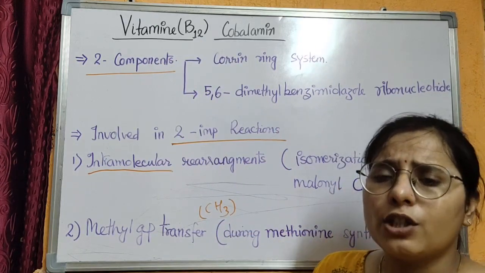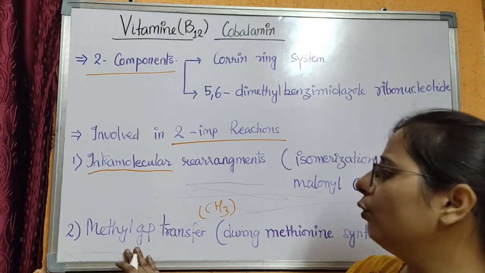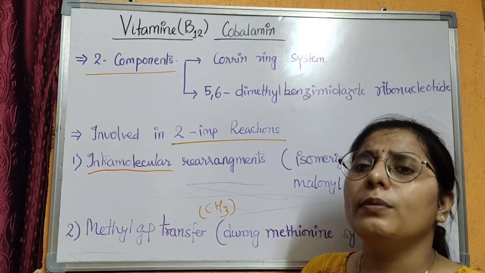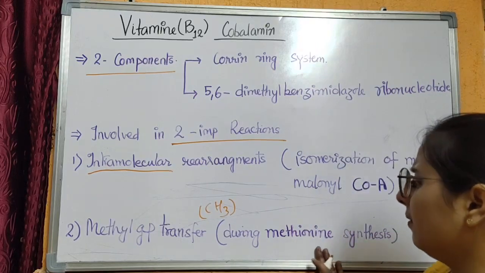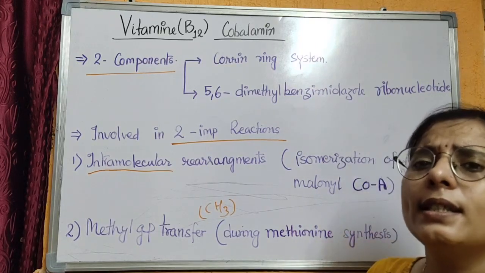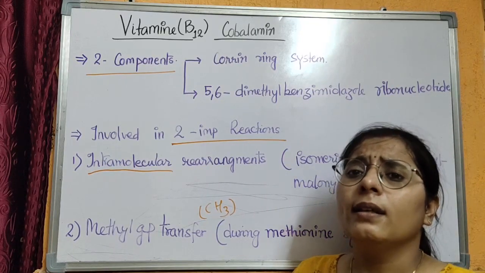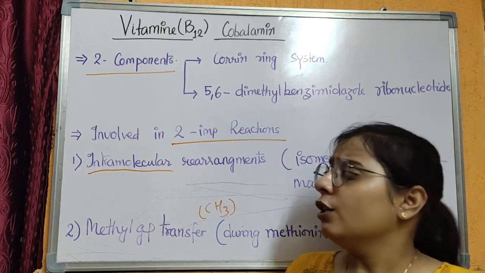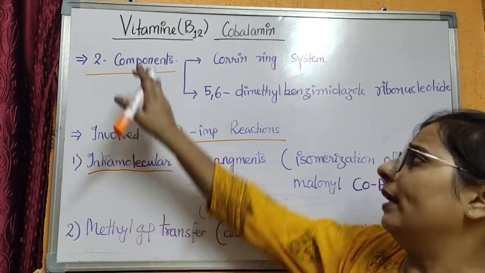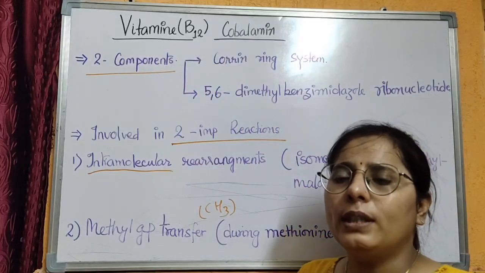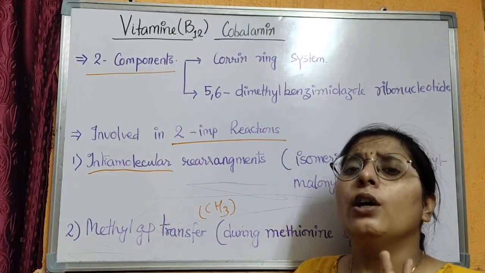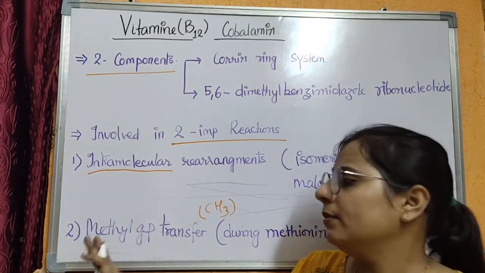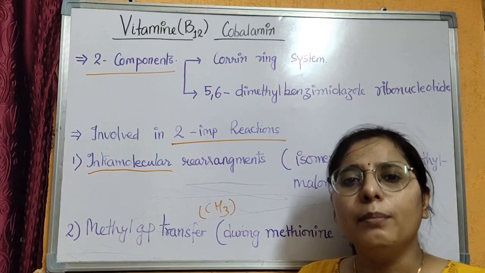The second important function it performs is methyl group transfer, or CH3 group transfer, during the synthesis of the methionine molecule, and methionine is the simplest amino acid that is involved in the synthesis of protein from mRNA. So cobalamin, or vitamin B12, has two components in its structure, and it performs two major functions that include intramolecular rearrangement and methyl group transfer in our body.